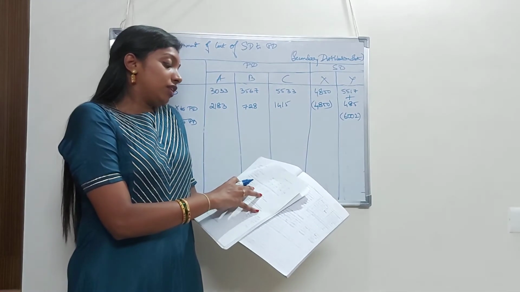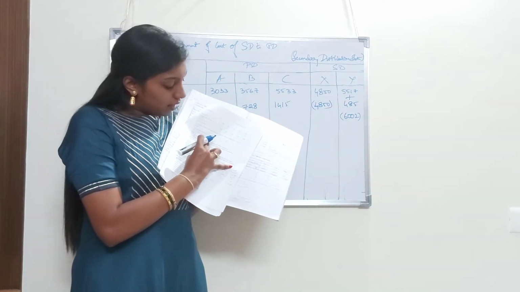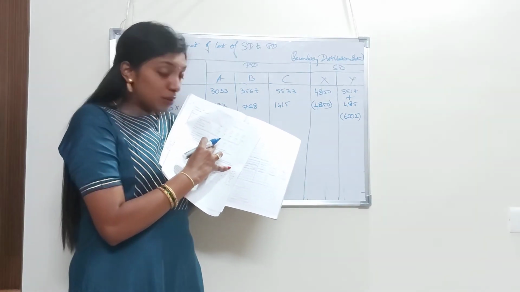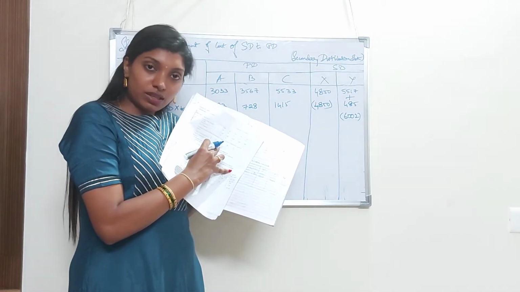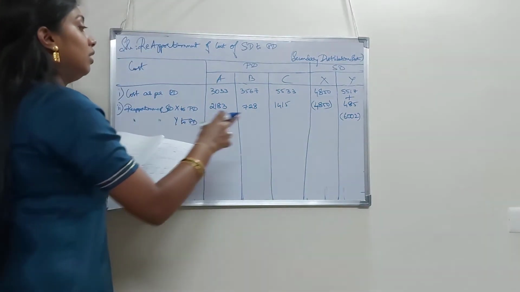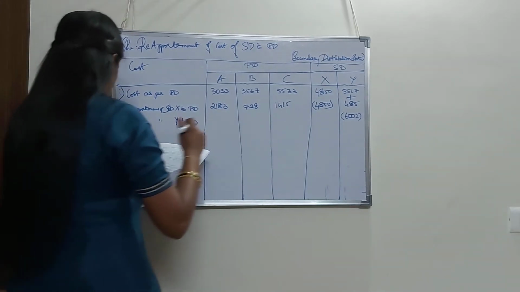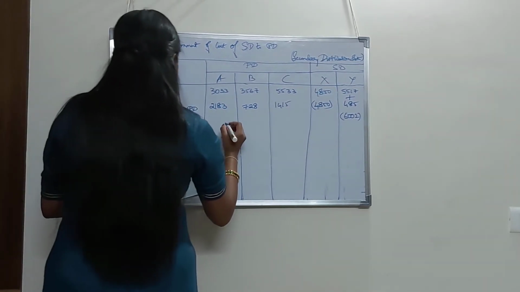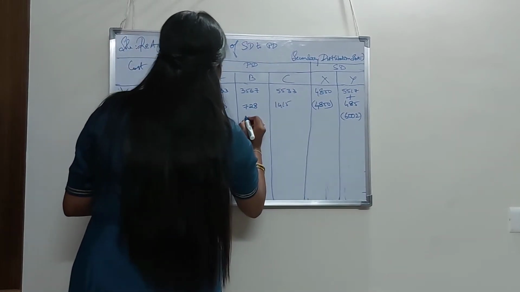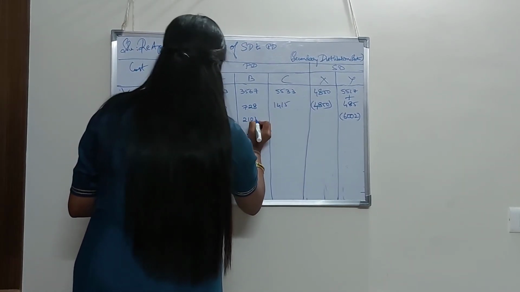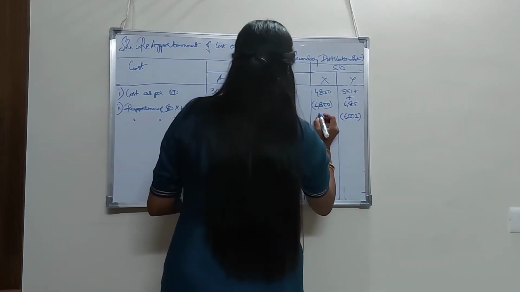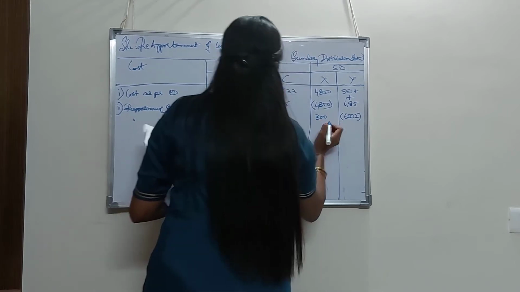reapportionment only if they have given. See, for Y they have given only for A, B and X. C is being ignored. If C is not given with any reapportionment percentage, ignore it. Now 6,002 into 60%, it would be 3,601, and for B it would be 2,101. And for C they have not mentioned any percentage, so we cannot allocate. Again for X it is 300.